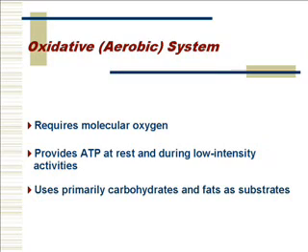So the oxidative system is aerobic, or requires the use of oxygen. So when we look at the chemical processes for these oxidative systems, you'll see that oxygen is going to be part of the construct. So it requires molecular oxygen. Remember, with glycolysis, there was no oxygen in the equations, so it did not require oxygen, hence the term anaerobic. It provides ATP during very, very low intensity requirements.